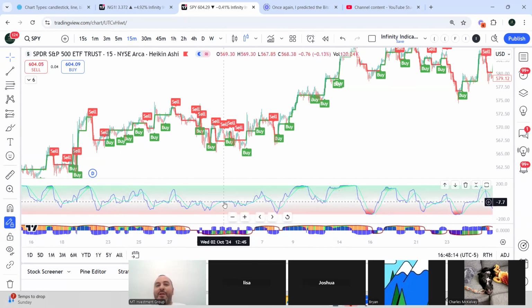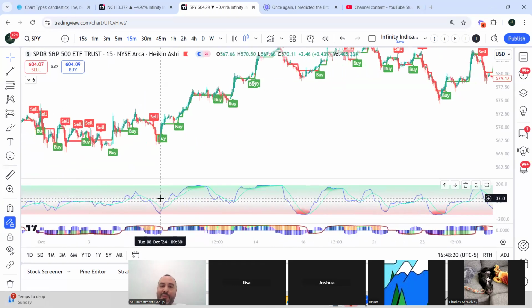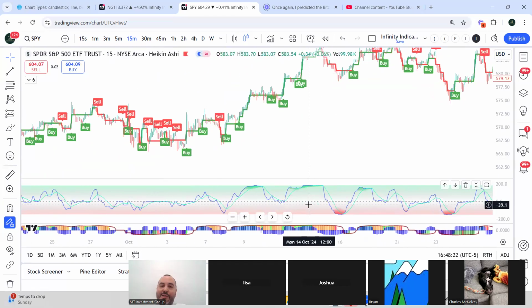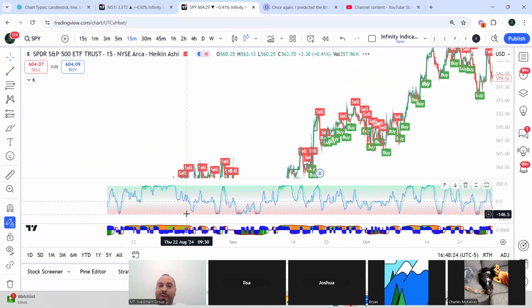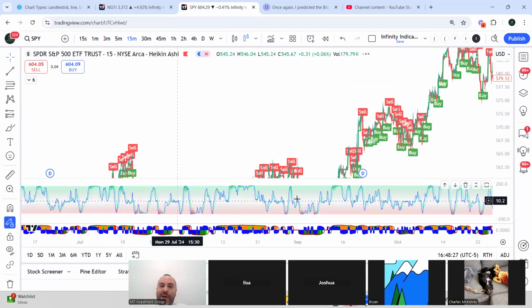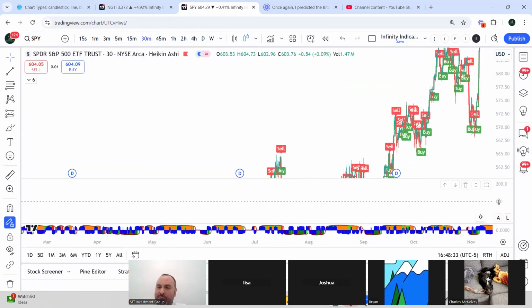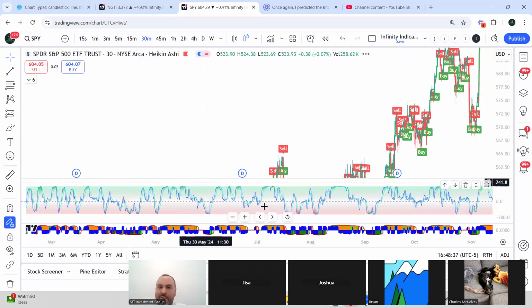So what you can do with this indicator as well is use it as a sideways indicator, kind of like the impulse MACD. That's what you want to look for. Let me see if I can find a little bit better explanation, although that one was pretty decent.